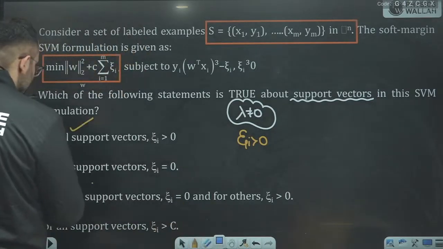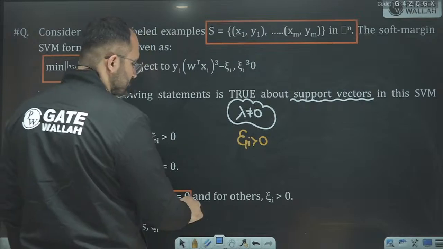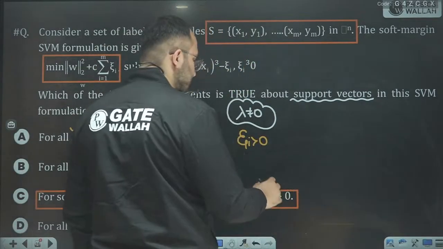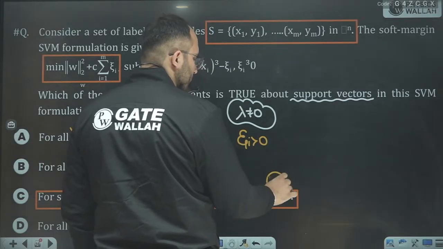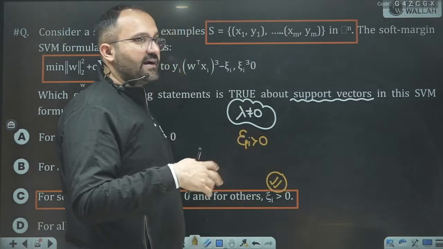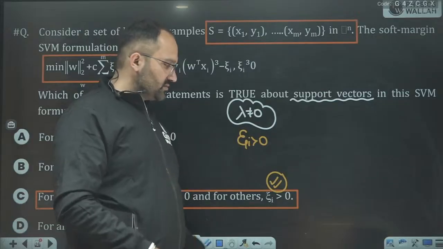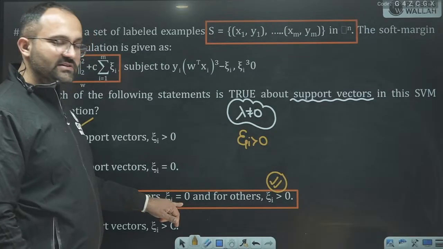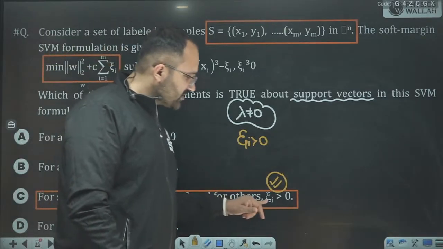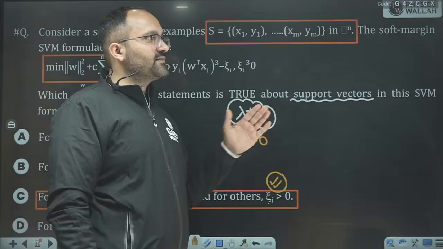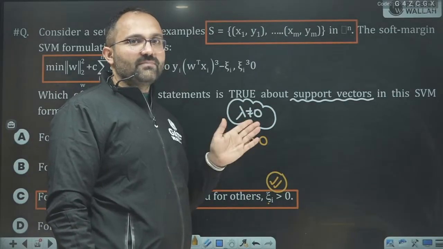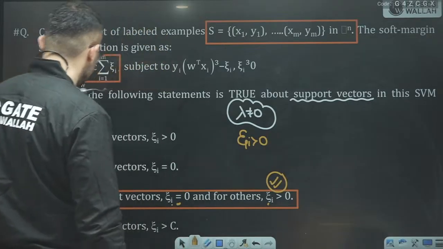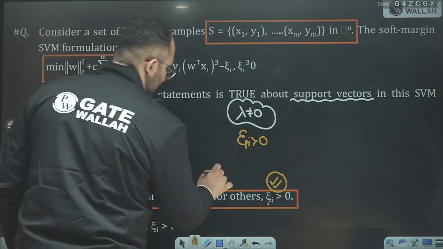Now, for some support vectors epsilon is equal to 0, and for others epsilon is greater than 0, right? We know that the support vectors which are at the marginal plane have epsilon equal to 0, error equal to 0, or the slack variable is 0. But for the points which are inside the marginal plane, between the marginal planes, or misclassified, we have epsilon greater than 0, right? So C is the correct answer. I hope all of you are able to do it.